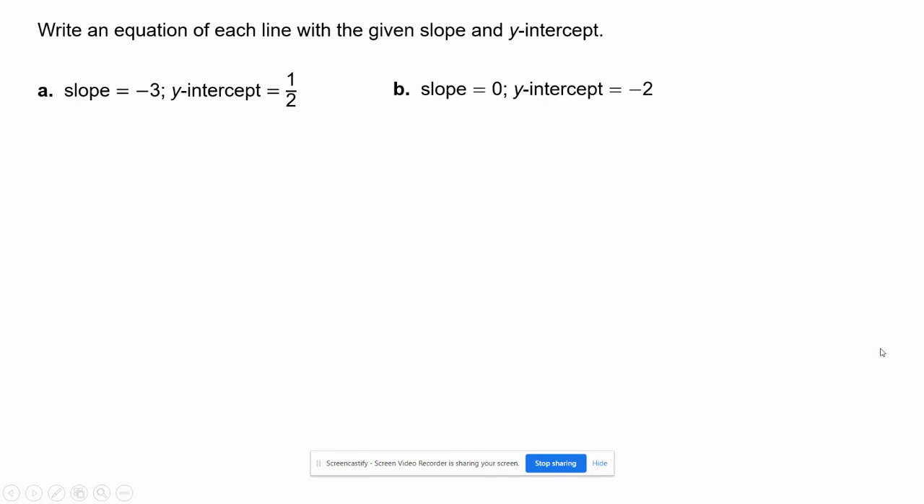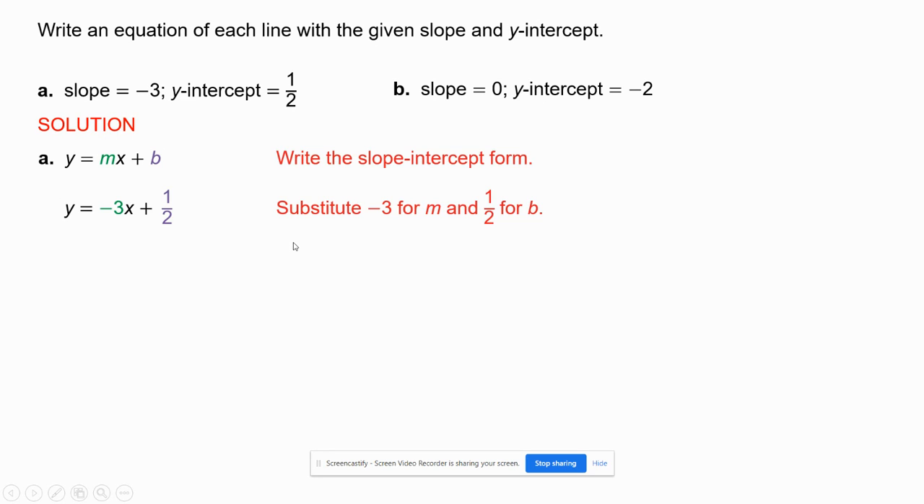So here's an example. Here's your first example. Write an equation of each line with the given slope and y-intercept. So we start with y equals mx plus b. And you notice m and b are in colors because we need to replace those. We're going to substitute the negative 3 for m and the 1/2 for b, and we're done.